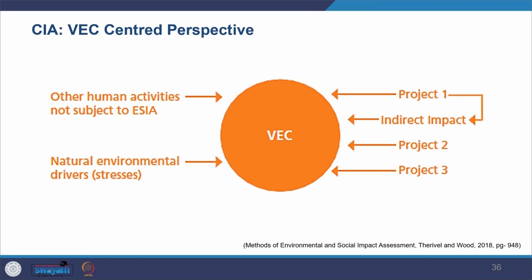So once the other impacts have been identified, the cumulative impacts are assessed as the resulting change in the condition of the VEC. So we try to see what's really happening with the VEC rather than with the project. In cumulative impact assessment we try to see what's happening to the VEC because of project 1, project 2, project 3, human activities, natural environment, drivers and stress. From all perspectives, what's really happening to the VEC. So that's the key difference in cumulative assessment.